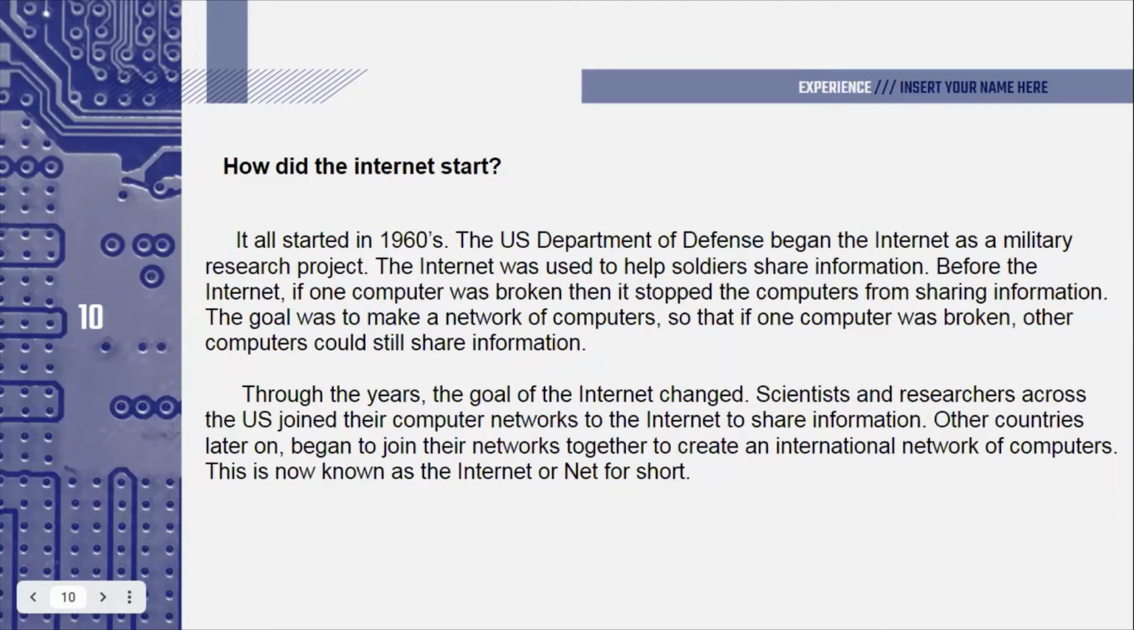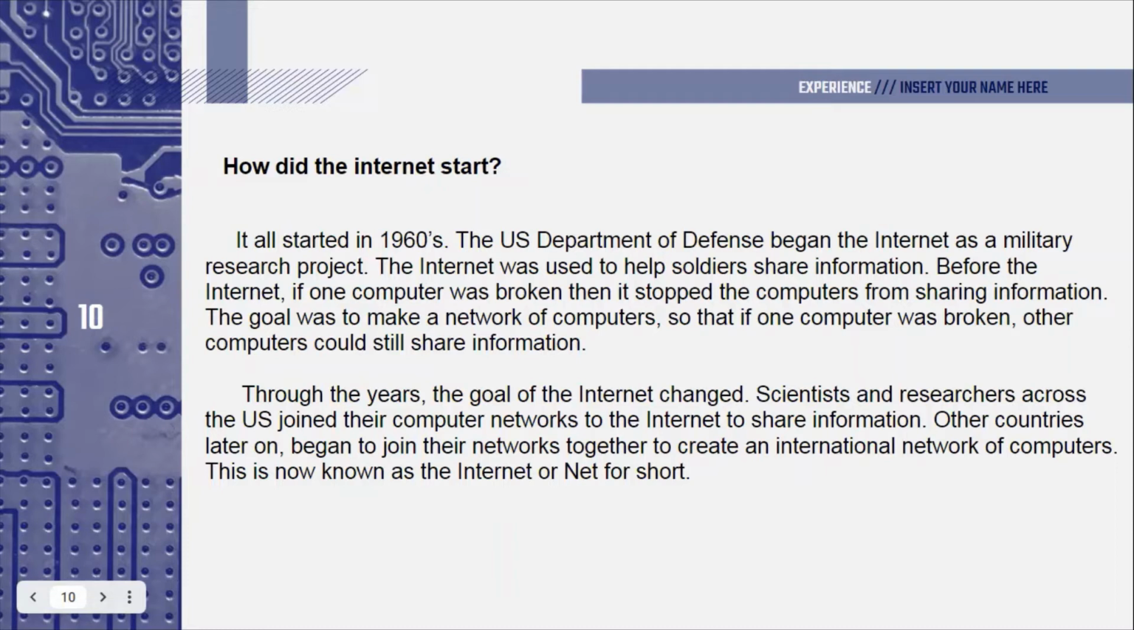Let us also identify how the internet started. It all started in the 1960s. The U.S. Department of Defense began the internet as a military research project. The internet was used to help soldiers share information. Before the internet, if one computer was broken, it stopped the computers from sharing information.